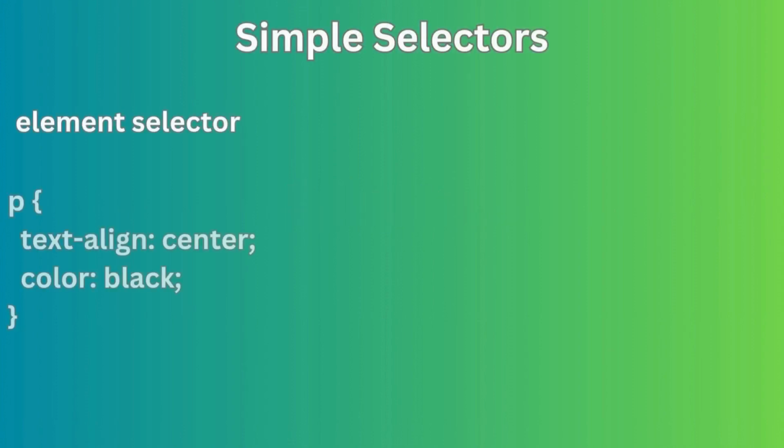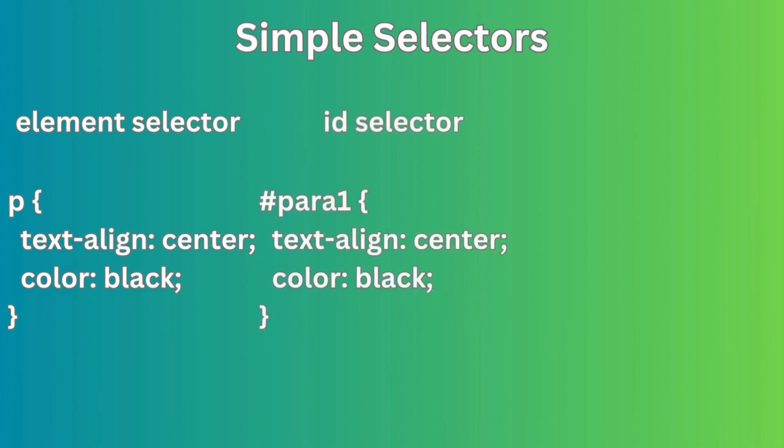Now let's just take a look at selectors. Selectors are patterns used to target specific HTML elements to apply styles to. There are various types of selectors, including simple selectors, which select elements based on the element name, ID, or class. In this example, the element selector selects all paragraph elements on the page, making them center-aligned and with a black text color.